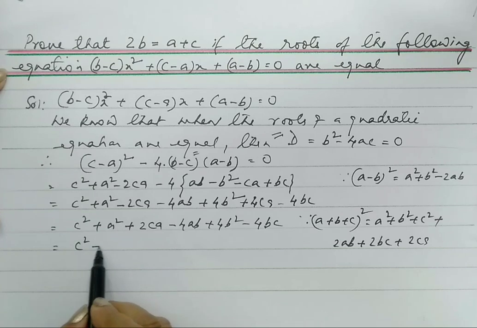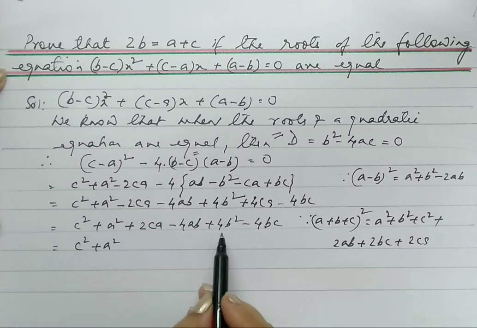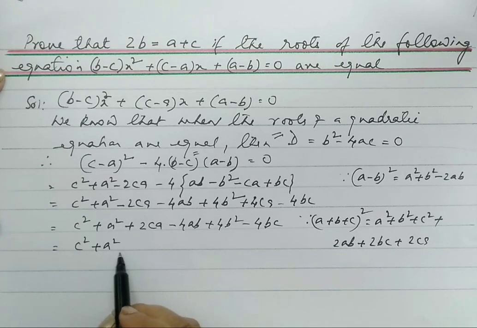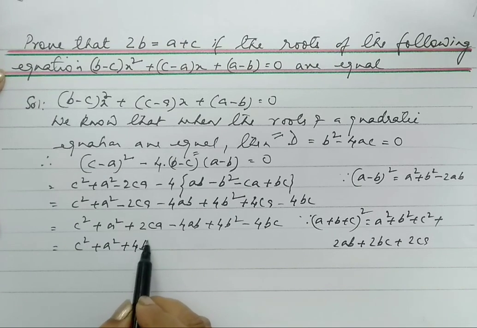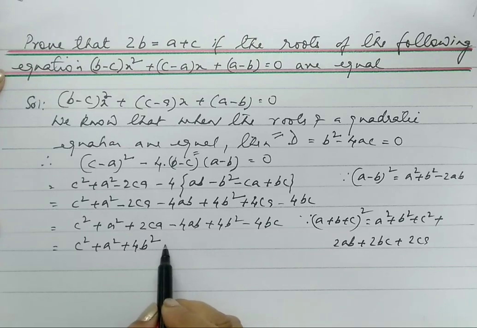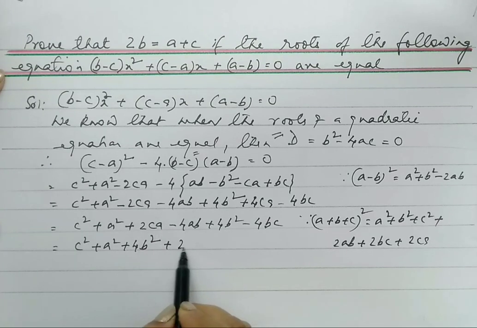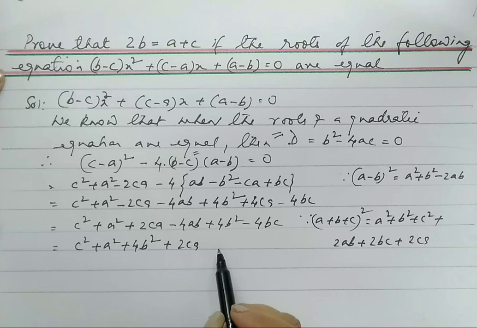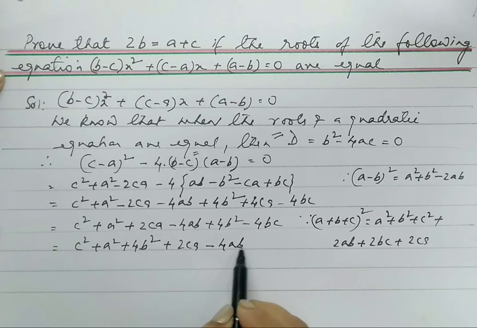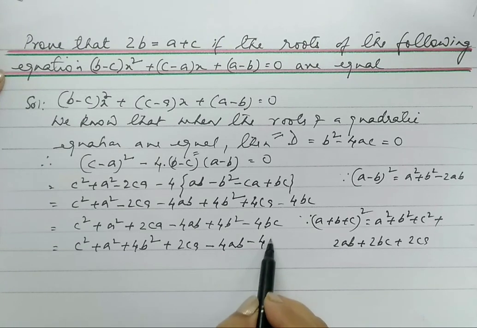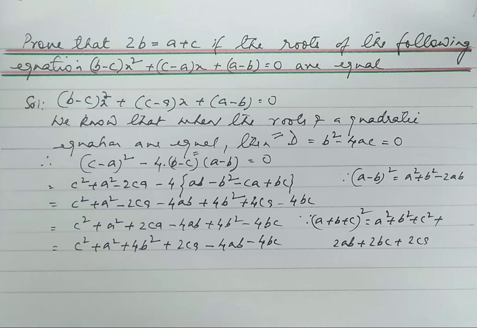So we have c square plus a square. Can we bring this in terms of, okay, first let me bring 4b square straight away. Let me push this 2ca here, then I can bring minus 4ab and minus 4bc. Alright, now what about this?